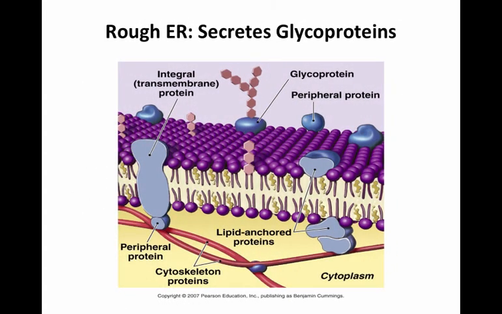The rough ER, we talked about how it secretes glycoproteins. And if you recall from one of the previous video lectures in this chapter, we talked about the plasma membrane. And I showed you this picture, and we went through the different types of proteins that were within this membrane, but also highlighted glycoproteins. So these glycoproteins are secreted by the rough ER. And look where they end up in this plasma membrane.